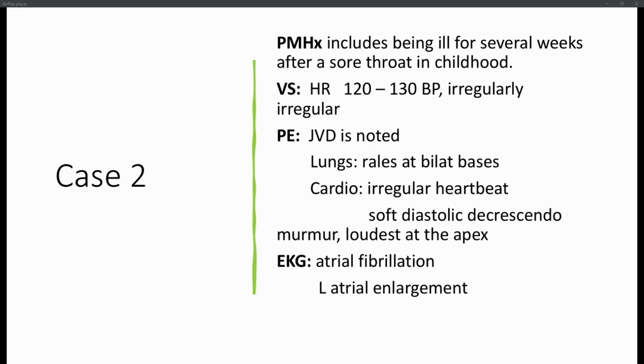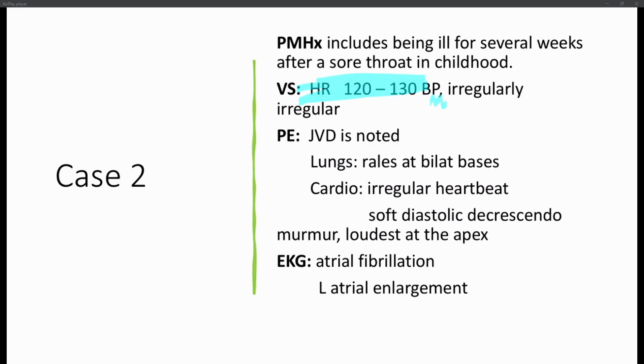Vital signs: heart rate 120 to 130, irregularly irregular. Okay, is that fast? Yes, that's tachy. Irregular, that's always referring to atrial fibrillation.